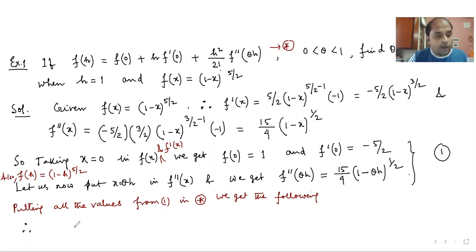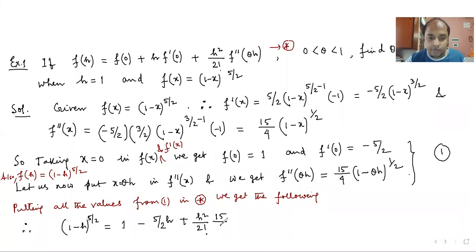f of h, which is 1 minus h to the power 5 by 2, is equal to f0, which is 1, minus 5 by 2 into h, plus h square by 2 factorial, multiplied by 15 by 4, 1 minus theta h to the power half. Okay, so we have got this. Now they have asked us to put h equal to 1 in the expression. So we are going to put h equal to 1 in the expression.